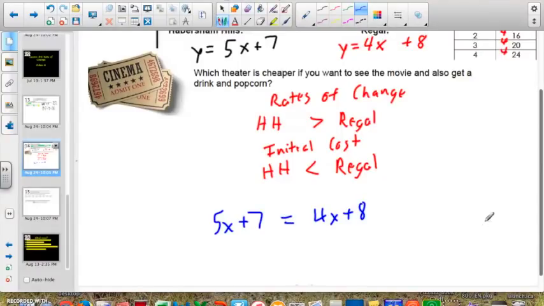Now this reviews back to Unit 2 where we were solving some word problems by substitution. We're just going to set the two sides equal to each other. So we would subtract 4x from both sides. So we would get x plus 7 equals 8. And then we would subtract 7 from both sides and get x equals 1. So this is the point where the prices are going to be the same.